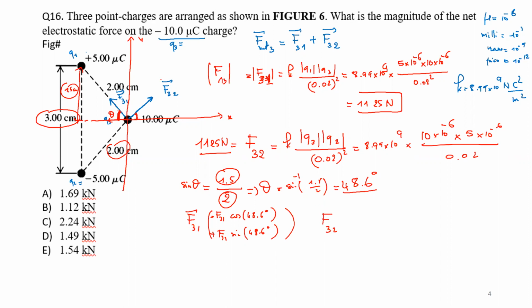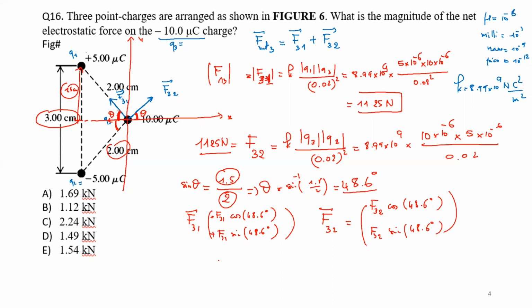F32 on 3 by 2. This is this force here. Now here, look, this angle theta is the same angle here. Why? Because of symmetry. Okay, this theta here is the same as this theta here, and it's equal to this angle. So this angle here is an angle theta. So I will have F32 cosine 48.6 degrees, and along Y I will have F32 sine 48.6 degrees.